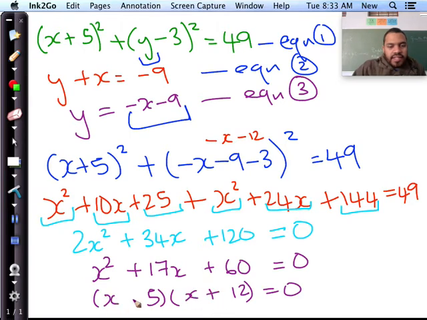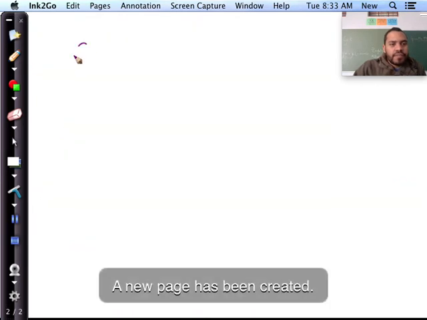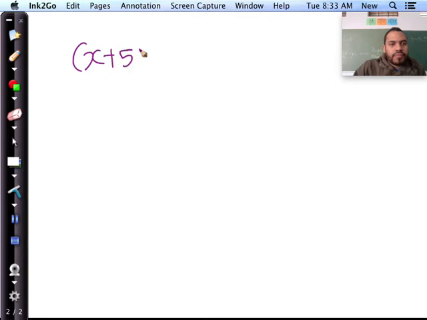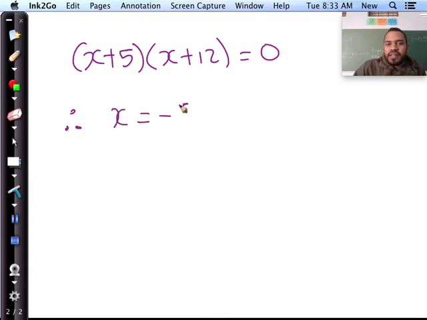And now I can easily solve for x. So I'm just going to bring that up on the next page. X plus 5, x plus 12 is equal to 0. And therefore, x must equal to what, Ahmed? Negative 5, or x equals negative 12.